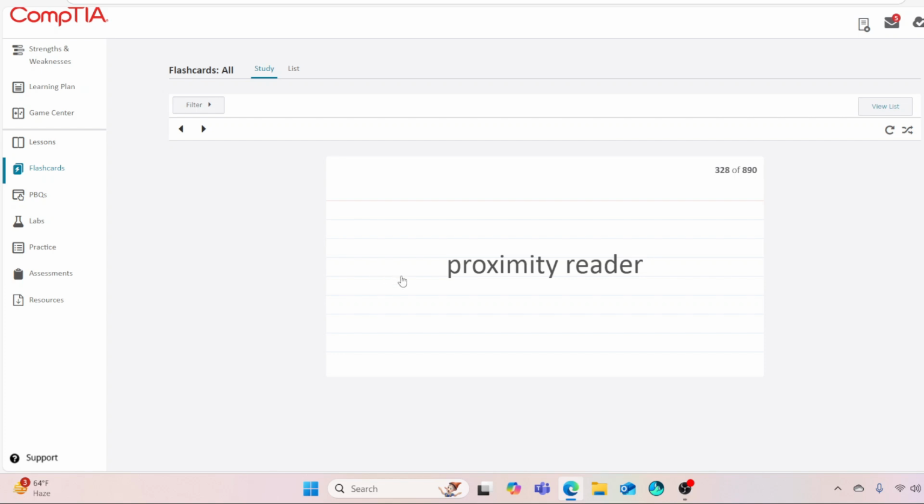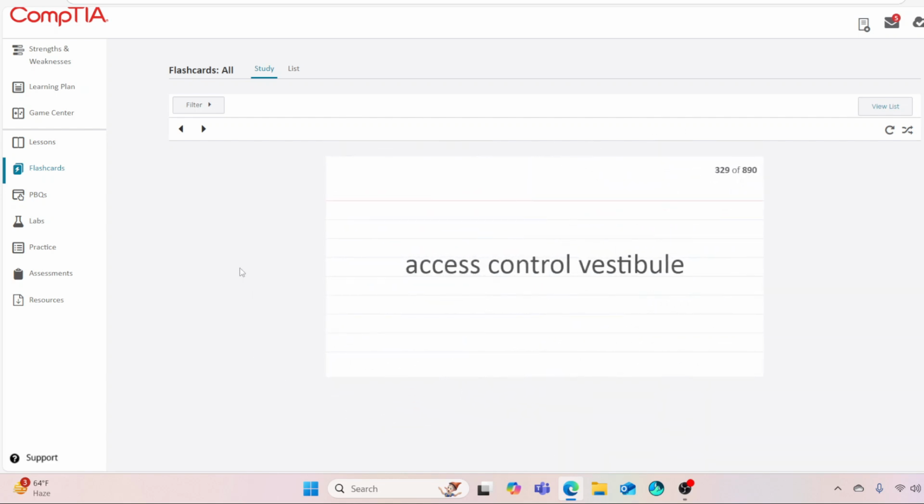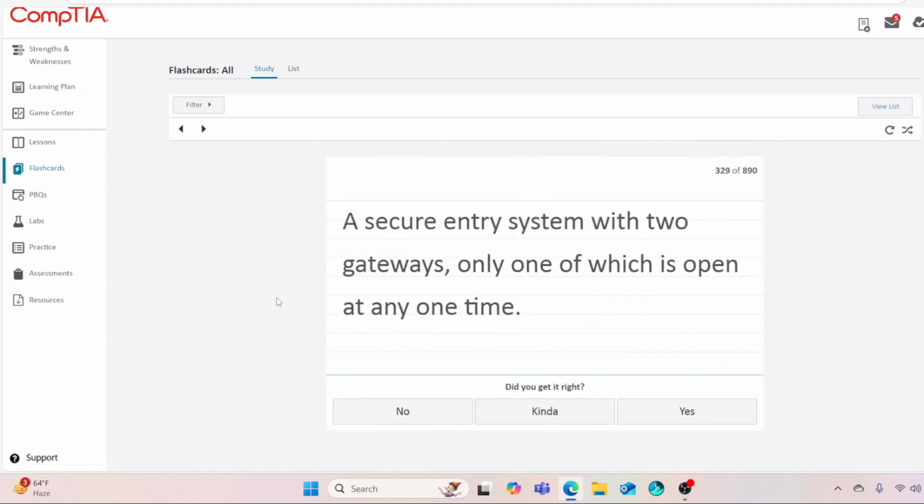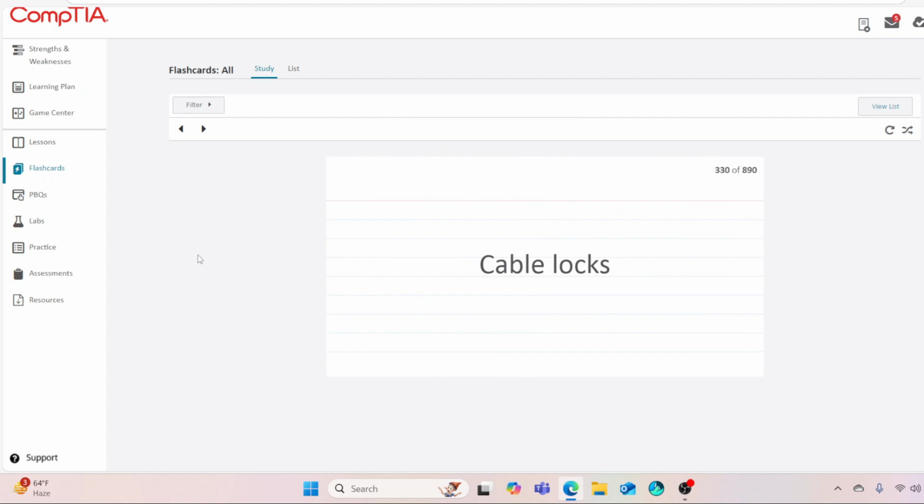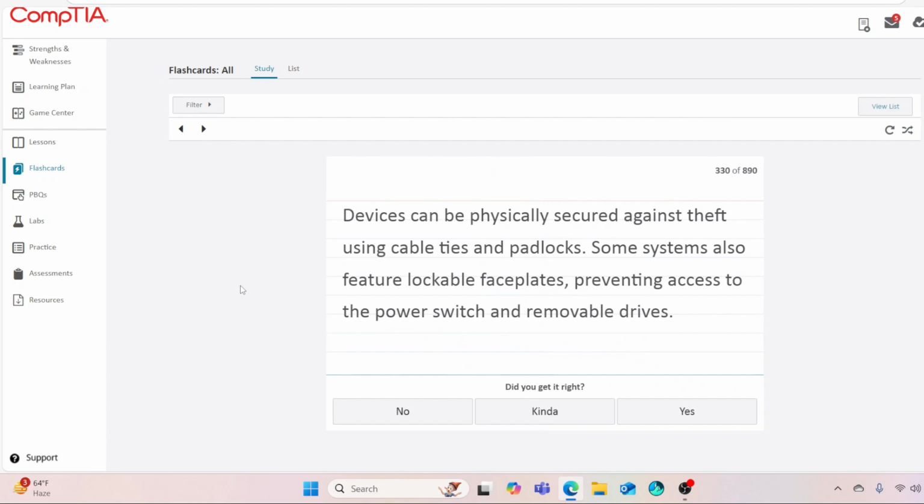Proximity reader. A scanner that reads data from an RFID or NFC tag when in range. Access control vestibule. A security entry system with two gateways, only one of which is open at any one time. Cable locks. Devices can be physically secured against theft using cable ties and padlocks. Some systems also feature lockable faceplates, preventing access to the power switch, and removable drives.